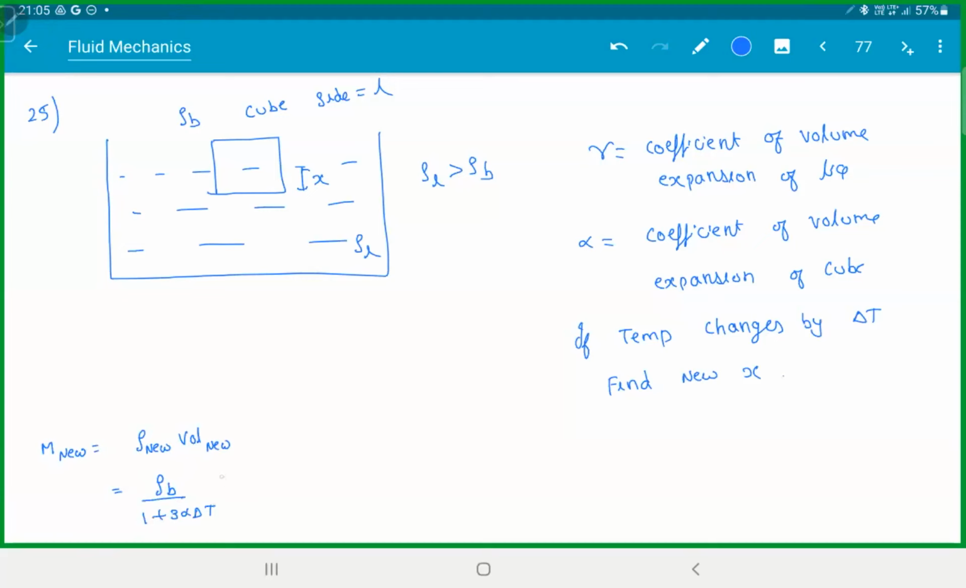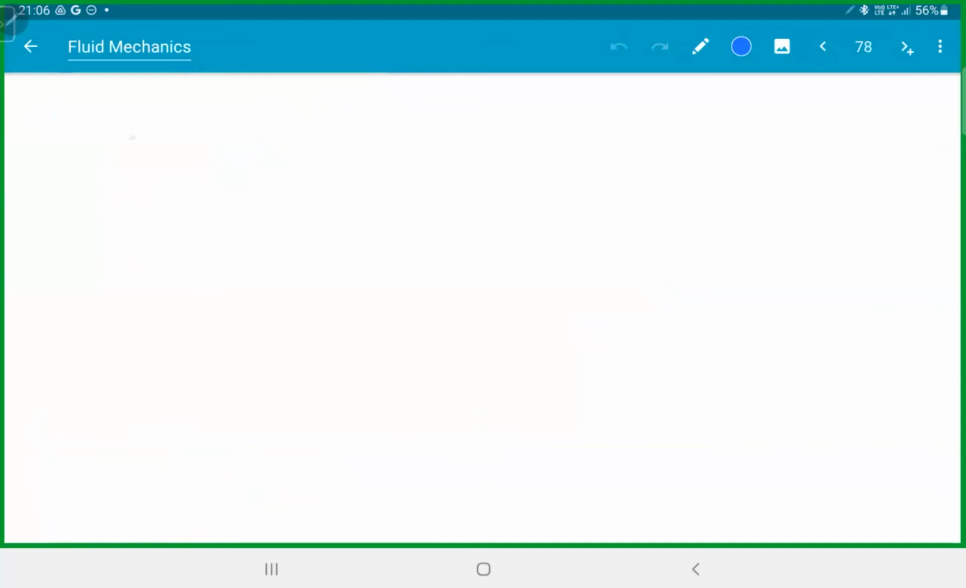That's the volume. What is the new volume? 1 plus 3 alpha delta T. Actually, both cancel out. You get rho b into v, which is the old mass. Are you getting what happened? The density will decrease, volume will increase, but the product will remain the same. Right? So mass will not change. Keep that in mind.